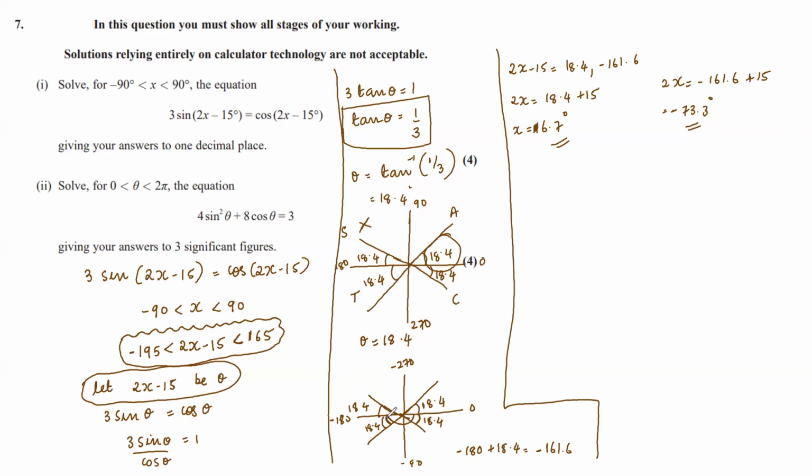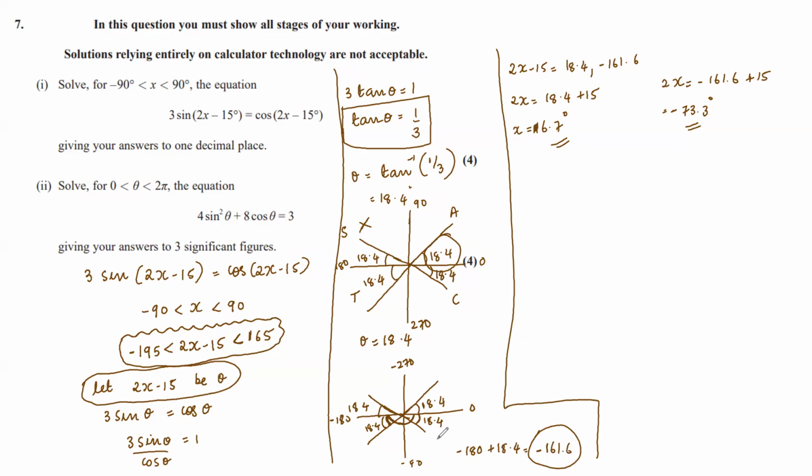So in the third quadrant, from here all the way clockwise, it is negative. So this is negative 180. And then we have to come back in the anti-clockwise direction. That is negative 180 plus 18.4, which will give you negative 161.6. So we got two values for theta, that is 18.4 and negative 161.6.